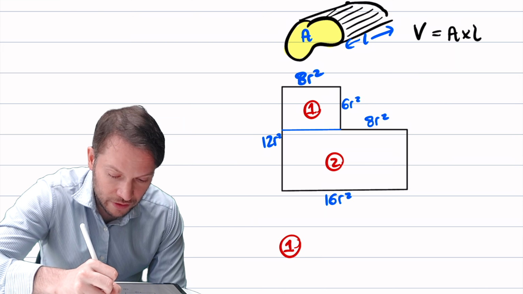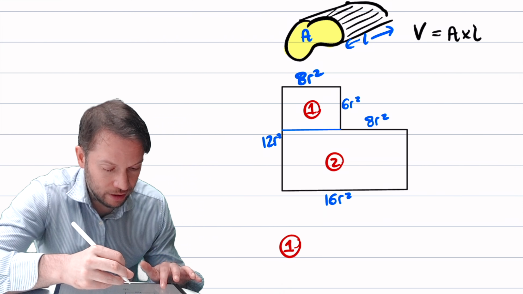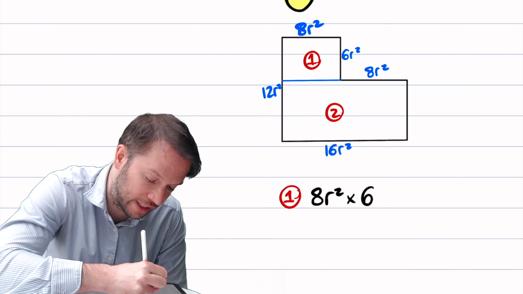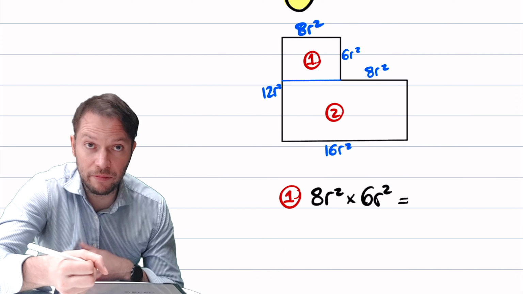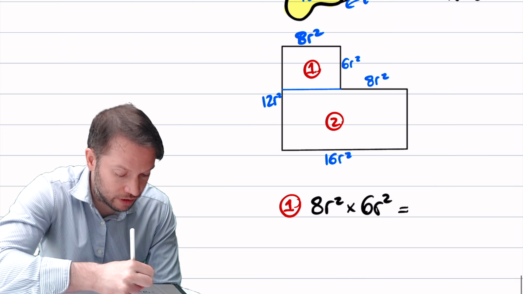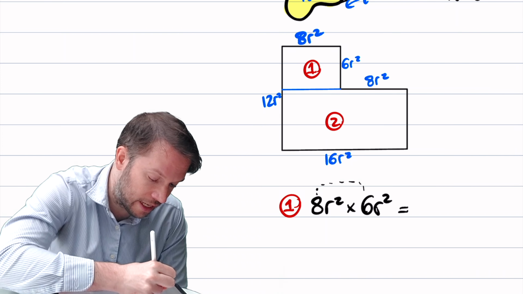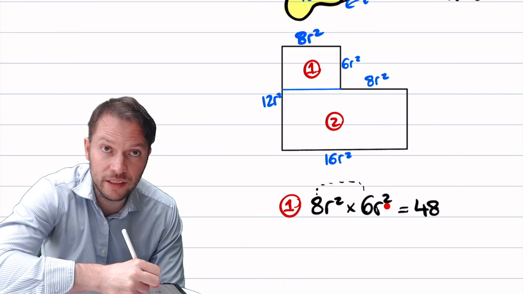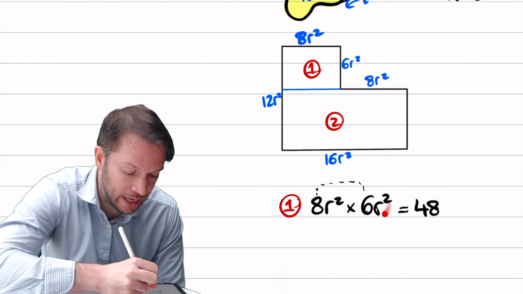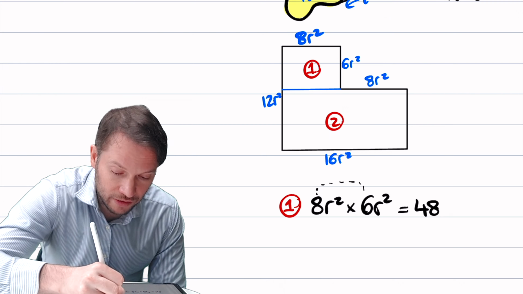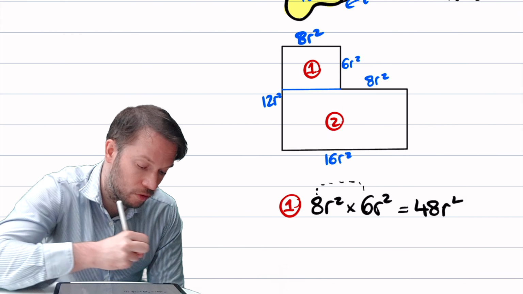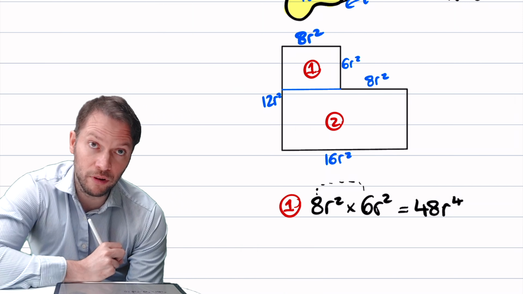So now we can find the area of rectangle 1. It's 8r squared multiplied by 6r squared, because the area of a rectangle is just length times width. Now, 6 times 8 is 48. And when we do r squared times r squared, remember when we multiply two powers together, we add the indices. So we get r to the power of 2 plus 2, which is 4. So we get 48r to the power of 4.